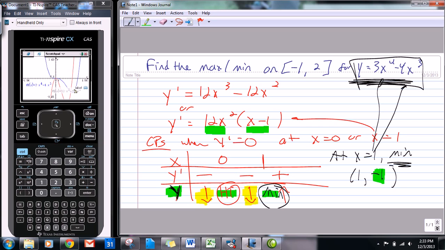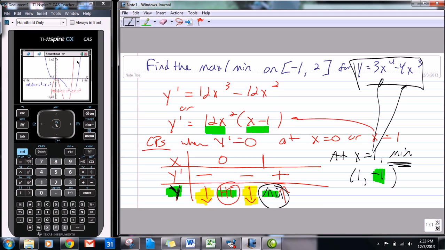Where do I find the maximum value of the blue function, which is what I'm analyzing, on the interval -1 to 2? Well, it's not here. It's not at 0, though we have a horizontal tangent; it's not a min or max. It's not at the critical point of 1, that's a minimum we've already established. So where is it going to have to happen? It's got to happen at one of the endpoints. So it's going to either happen at x equals -1, which is somewhere around here, or at x equals 2, which is somewhere around here.